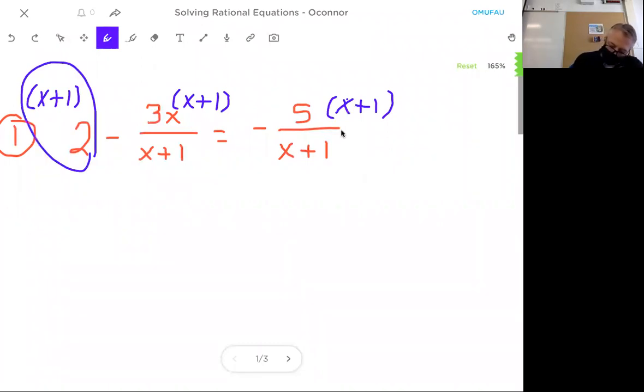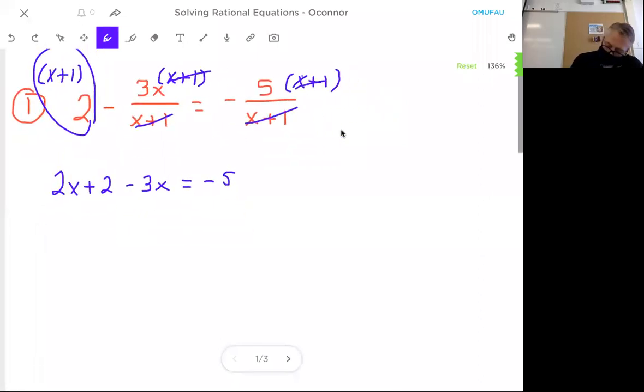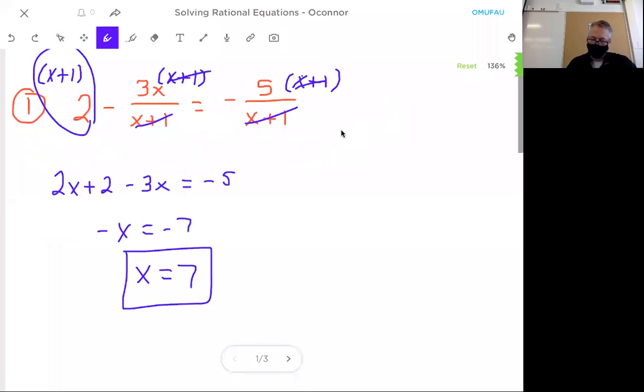So here I get 2x plus 2. In the middle, the x plus 1's cancel, so I get minus 3x. And on the right side, the x plus 1 cancels, and that equals negative 5. So now it's getting everything on one side. I have negative x equals negative 7, and x comes out to be 7, which is acceptable because the only thing I could not accept would be negative 1.